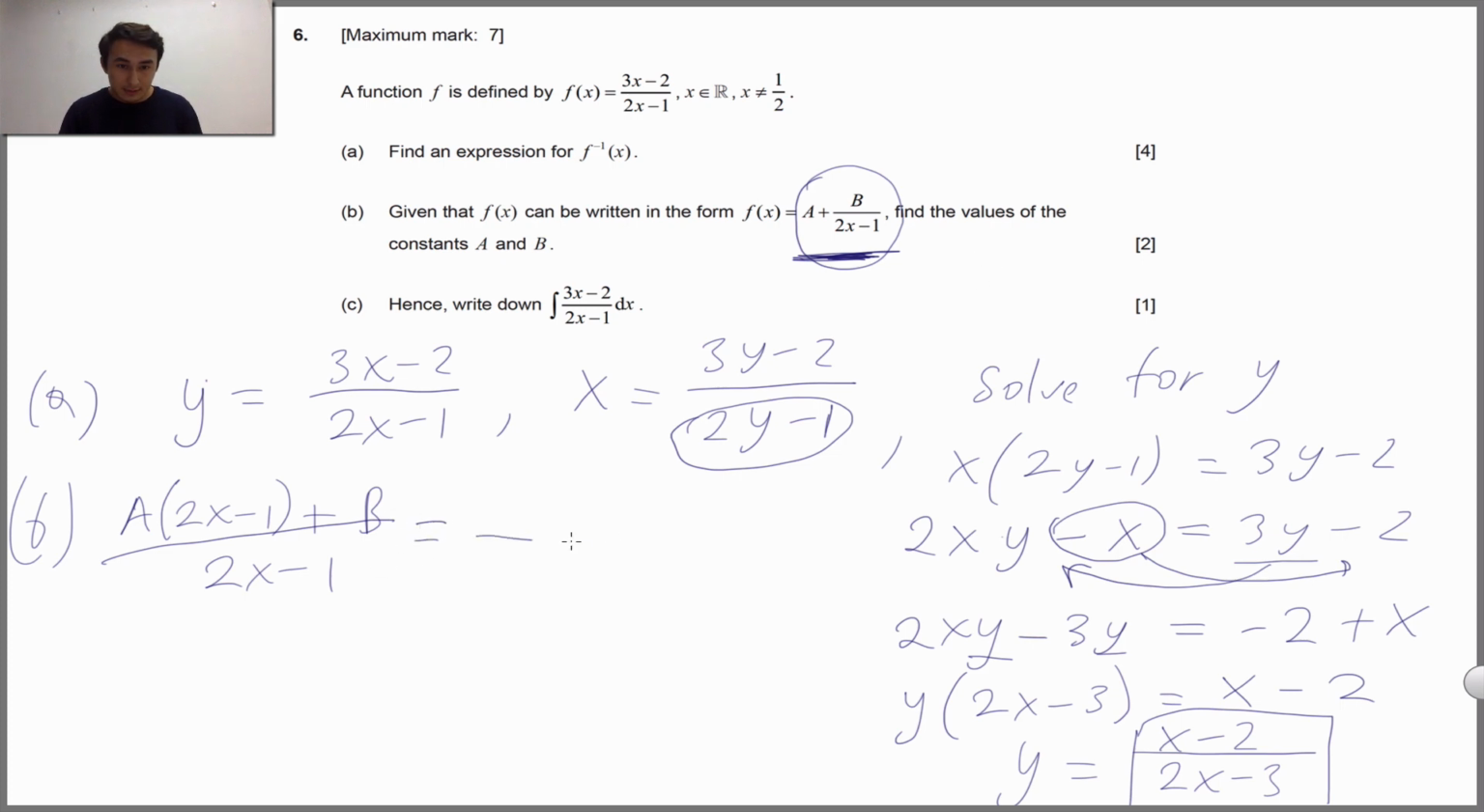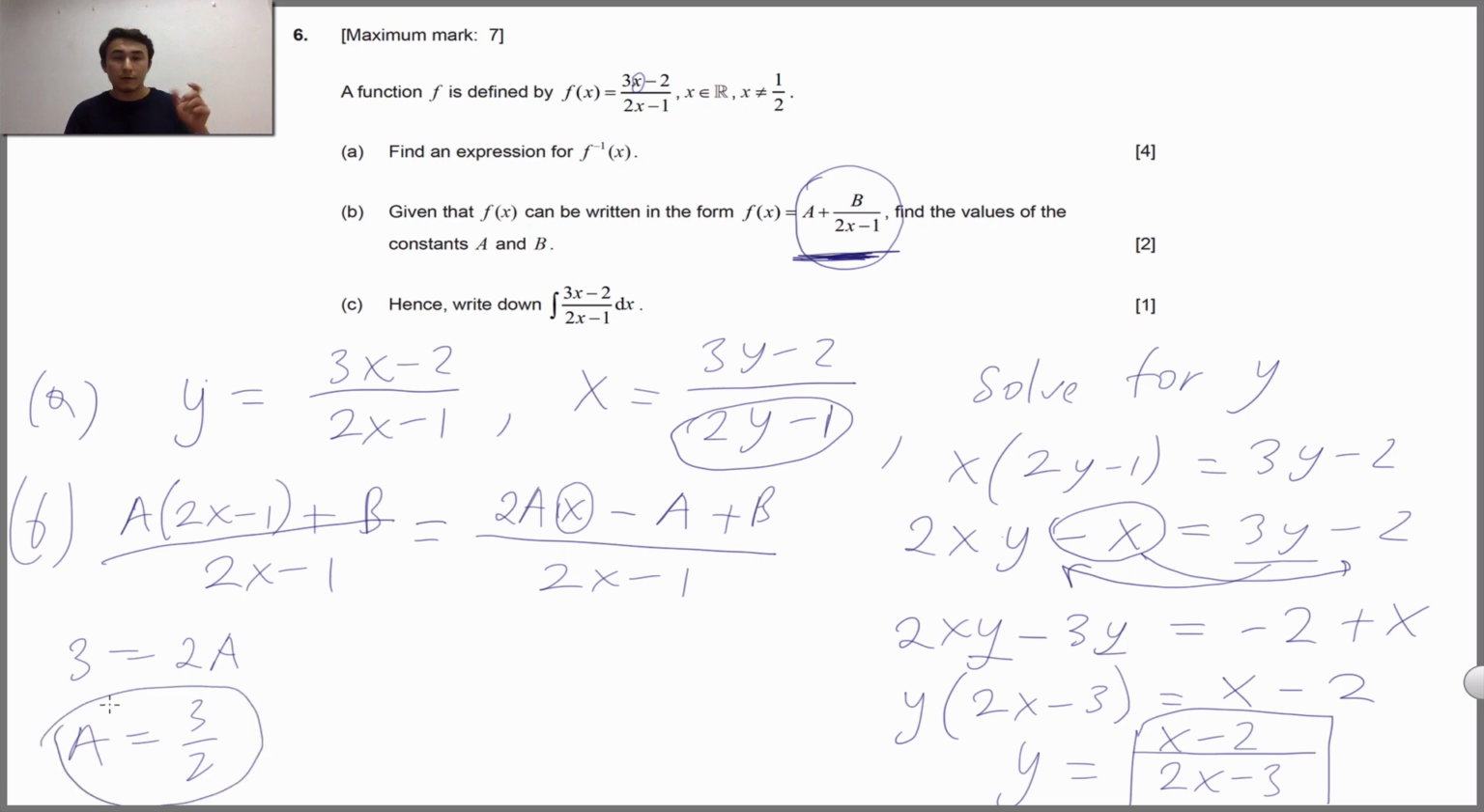And so let's expand the brackets here. So a times 2x is 2ax, and then a times minus 1 is minus a, and then plus b. Right? Are you following, guys? And then what we have is, what's the coefficient of x here? It's 3. What's the coefficient of x here? It's 2a. So from here it follows that 3 is equal to 2a. And that means a is equal to 3 over 2. Right? We just compare the coefficients.